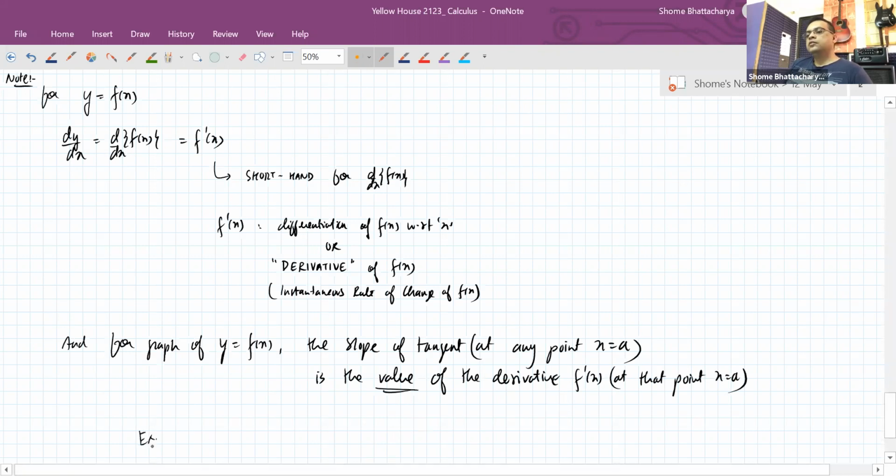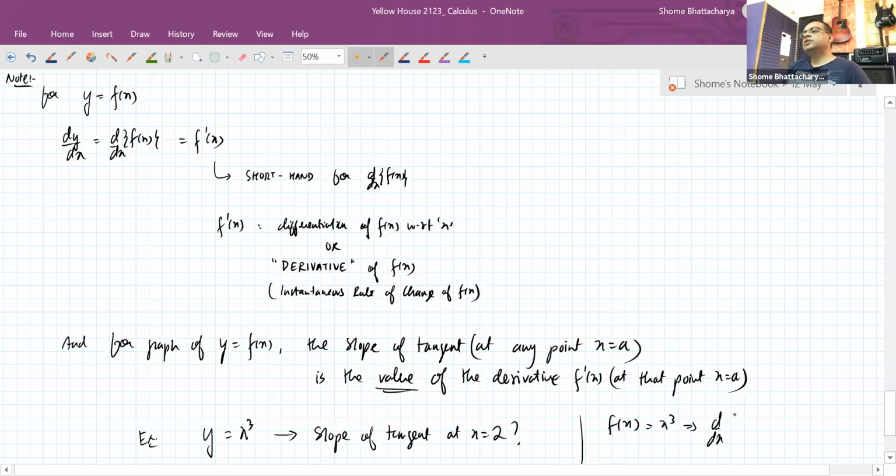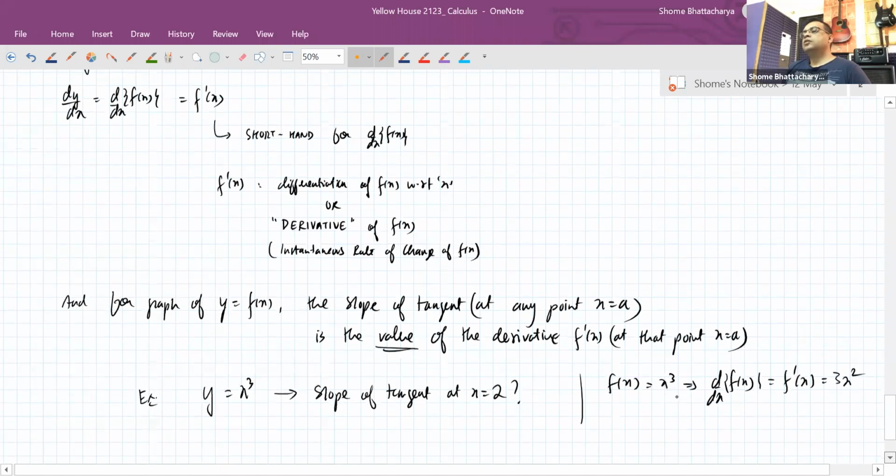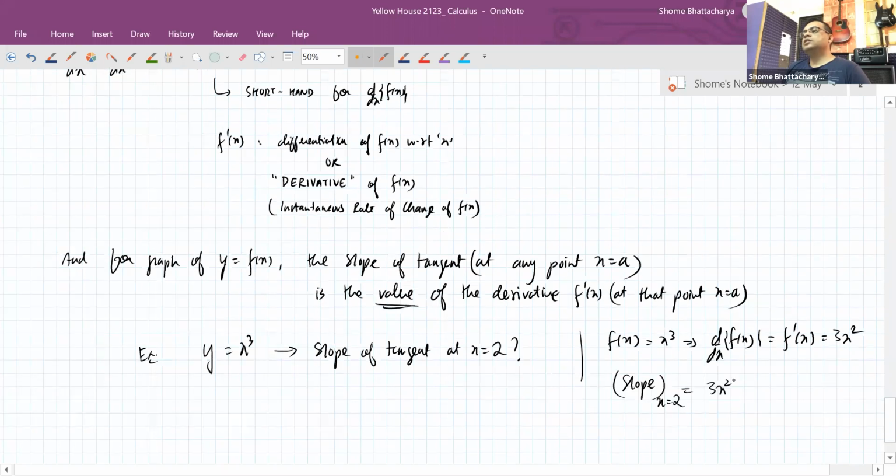So for example, if we have the function x cube, then slope of the tangent at x equal to 2, for example. So for that, we'll see that the function is x cube. So the derivative of the function, or what we can write as f prime x, is 3x square. So accordingly, the slope of the tangent at x equal to 2 or whatever will be the value of this function at x equal to 2. By value, I don't mean the mod, I just mean whatever the numerical value of this function, the derivative, is.